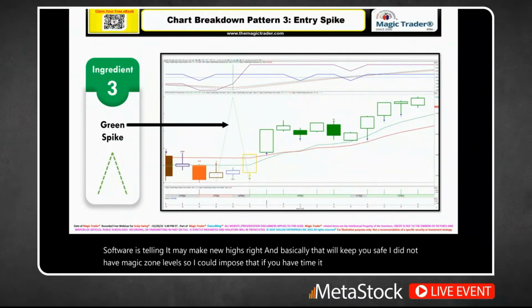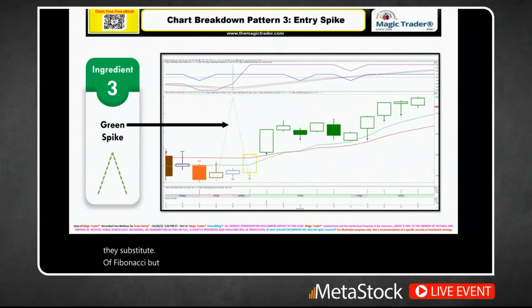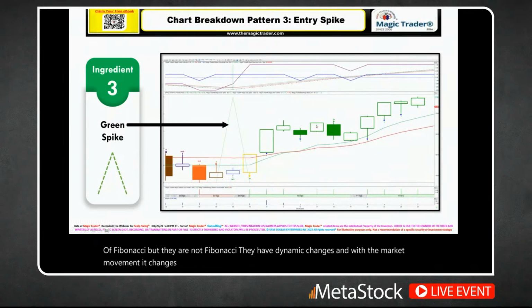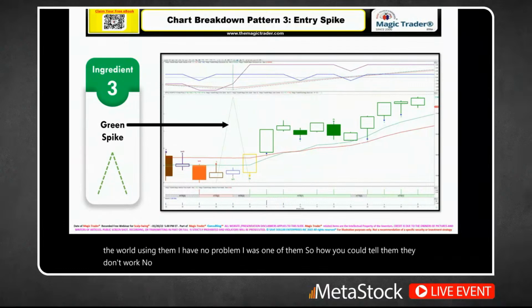I did not have magic zone levels, so I could impose that if you have time. But basically, what it means is that if these levels struggle here, there has to be a magic zone level, and they are a substitute for Fibonacci, but they are not Fibonacci. They have dynamic changes, and with the market movement, it changes. Fibonaccis are static. That doesn't mean Fibonacci is bad. People around the world are using them. I have no problem. I was one of them. So how could you tell them they don't work? No, they do. They have one issue: they are static. What we're doing is more dynamic and adaptive.